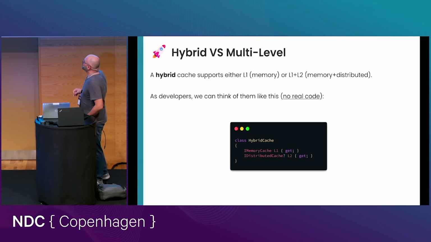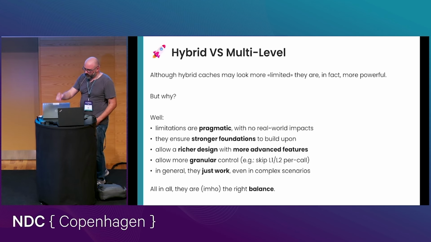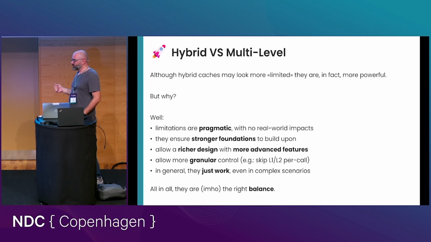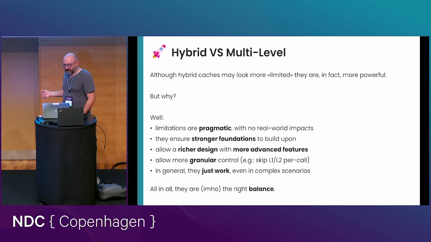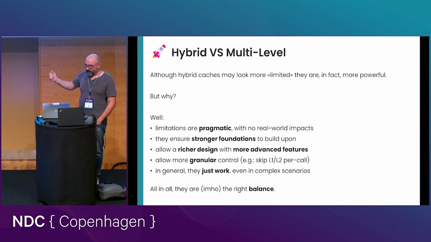Whereas a hybrid cache is something like this. We have L1 of type IMemoryCache in this case, and L2 an IDistributedCache, question mark, because it's nullable. It may be there, maybe not. It's optional. So the first note that you may have is, okay, cool, so hybrid caches are less than multi-level caches. They do less because one is just 2 levels, whereas multi-level caches are potentially infinite. Technically, yes, but in reality, at least from my perspective, hybrid caches are more powerful.